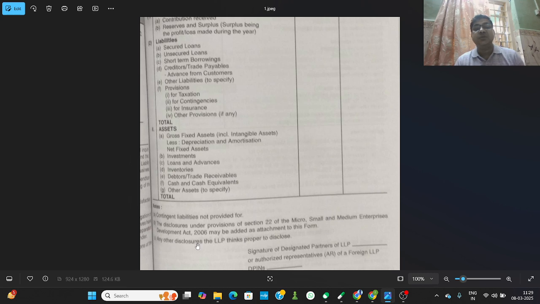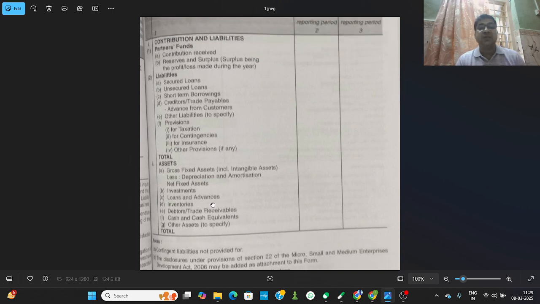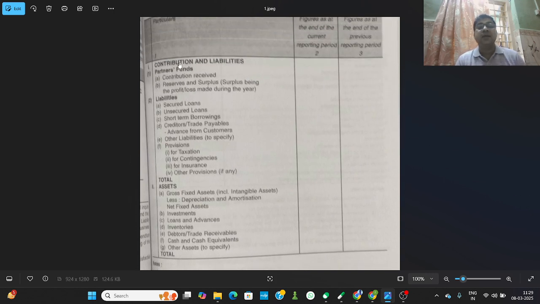And any other disclosure of the LLP we have to properly disclose. And then we have to mention the designated partner of the LLP's signature. So these are the things, but generally you should understand the balance sheet in a vertical form. And yesterday I already informed that you have to write the balance sheet in your notebook. It will be useful whenever we start our problems. So I hope you understood.